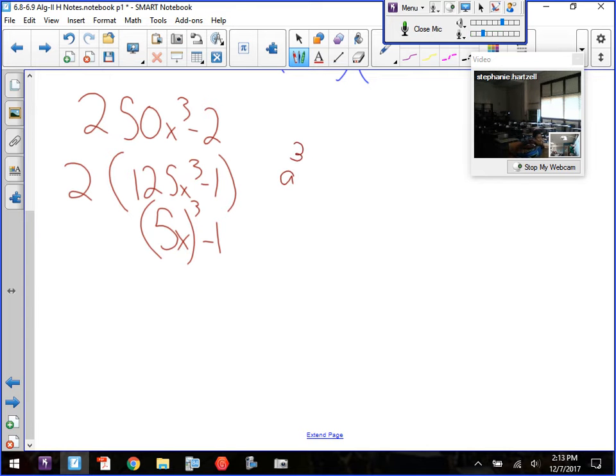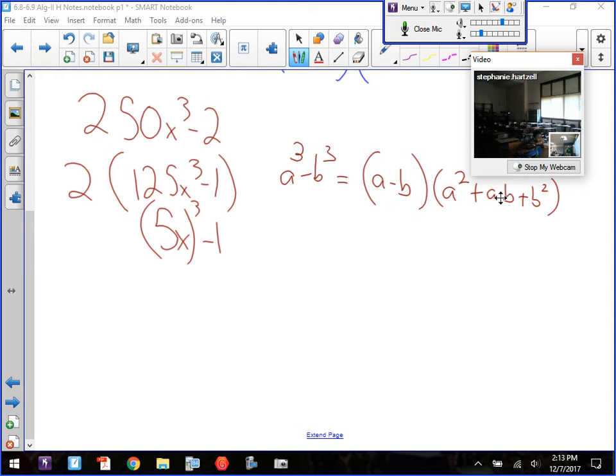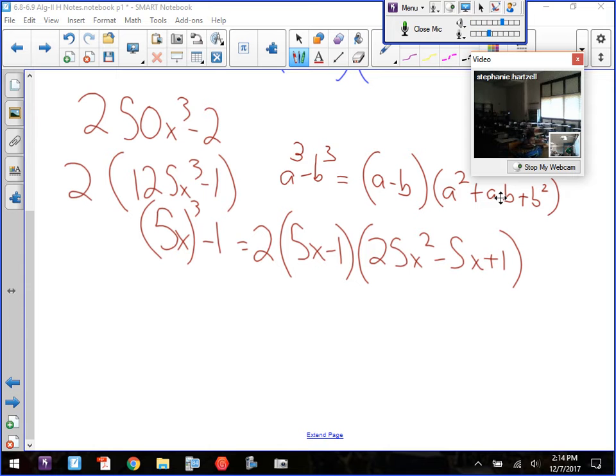When you're dealing with the patterns for the negative, a minus b, a squared plus ab plus b squared. So again, the mistake that you'll make will be squaring the 5x. And there you go.